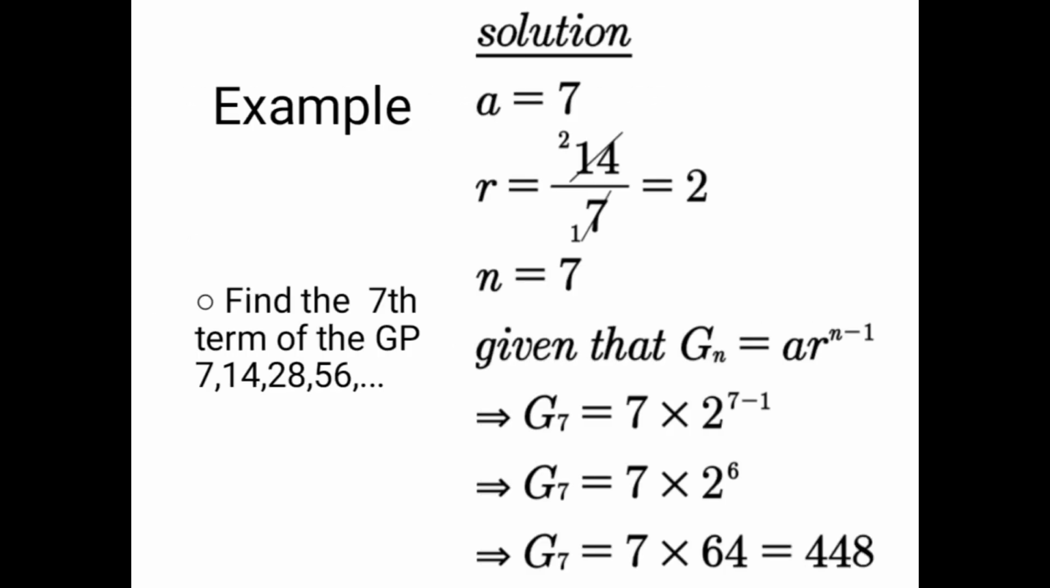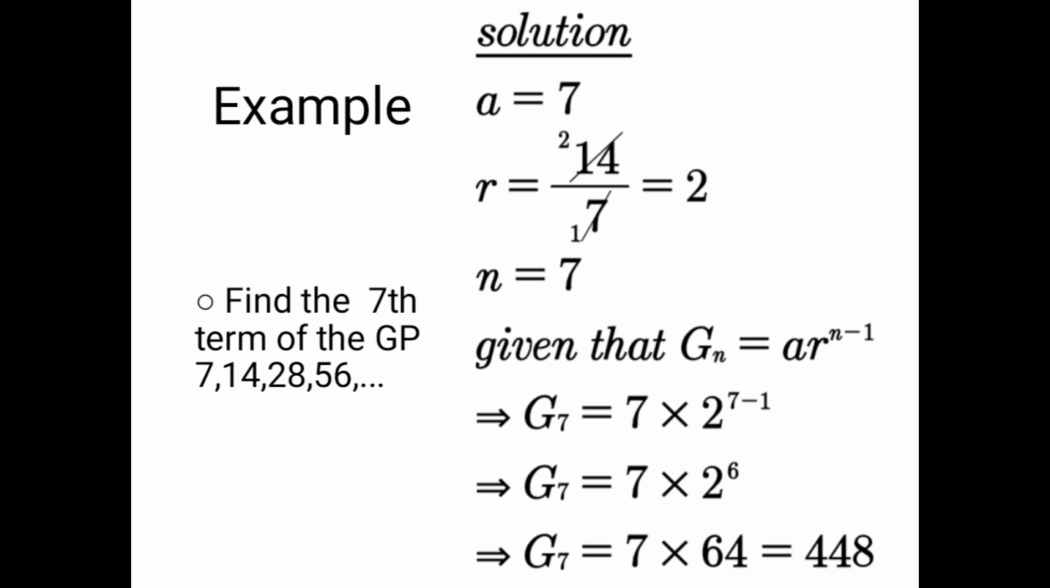Let's take an example. Find the 7th term of the GP 7, 14, 28, 56. Okay, and to solve this, we can say a is equal to 7, since 7 is the first term. And the common ratio r is equal to 14 over 7, which is 2. To show that it's the common ratio, 28 divided by 14 is also 2. 56 divided by 28 is also 2. So the common ratio is 2.